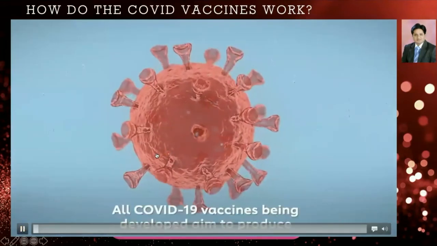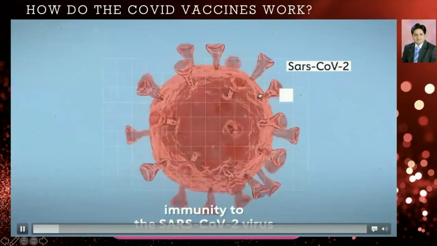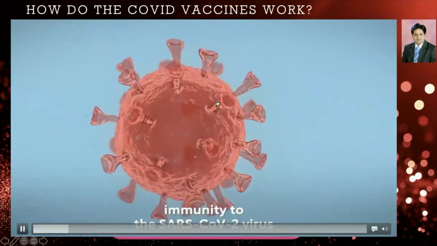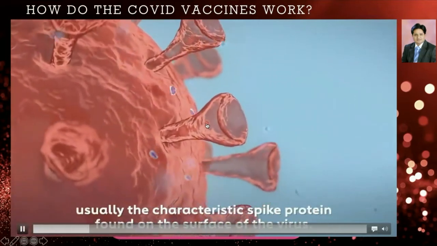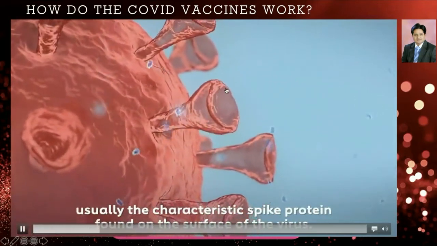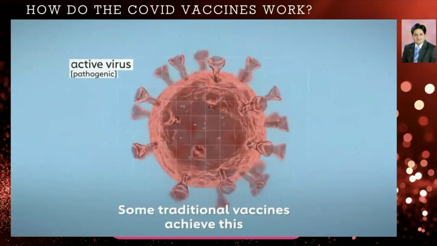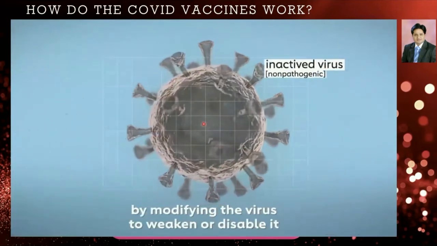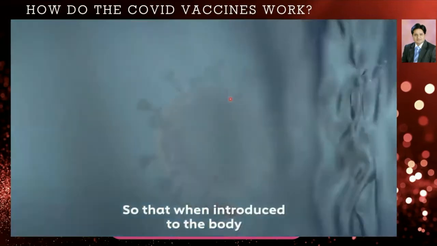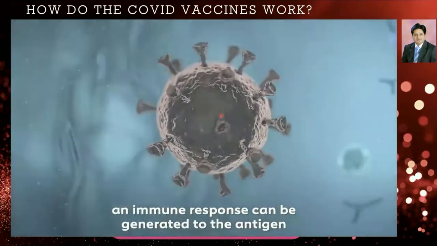So this is the structure of the SARS-CoV-2 virus. Let's zoom in on the spike protein. So this is the spike protein with which the virus locks on to and infects the cells. Now, let's try to understand how a traditional virus vaccine works. The virus is first modified, deactivated, weakened, or disabled, and is then introduced inside the body.